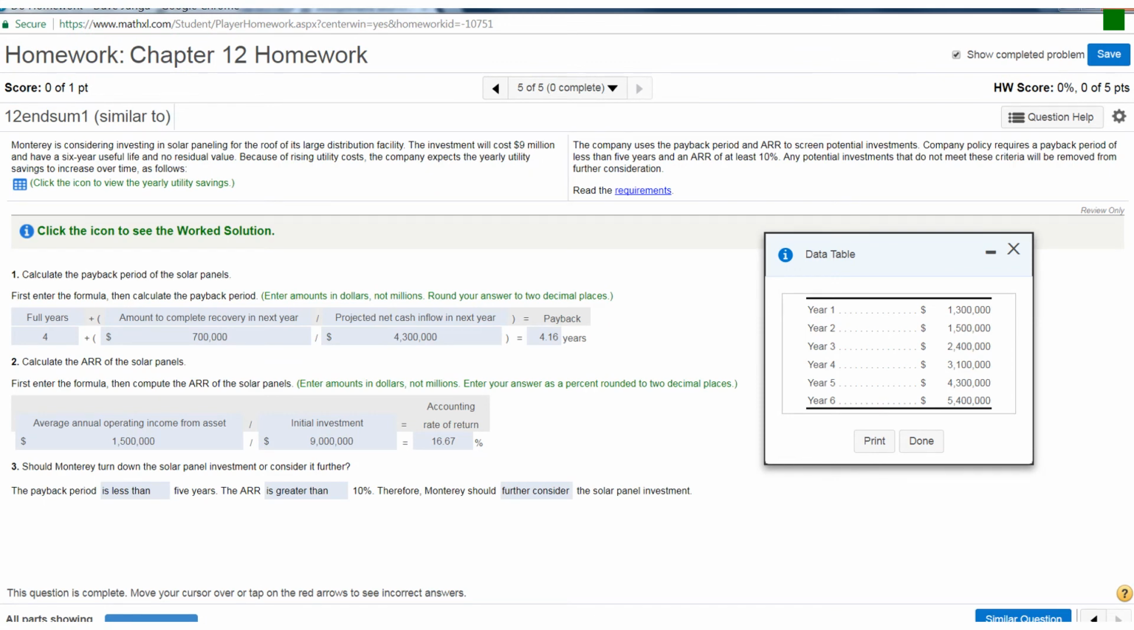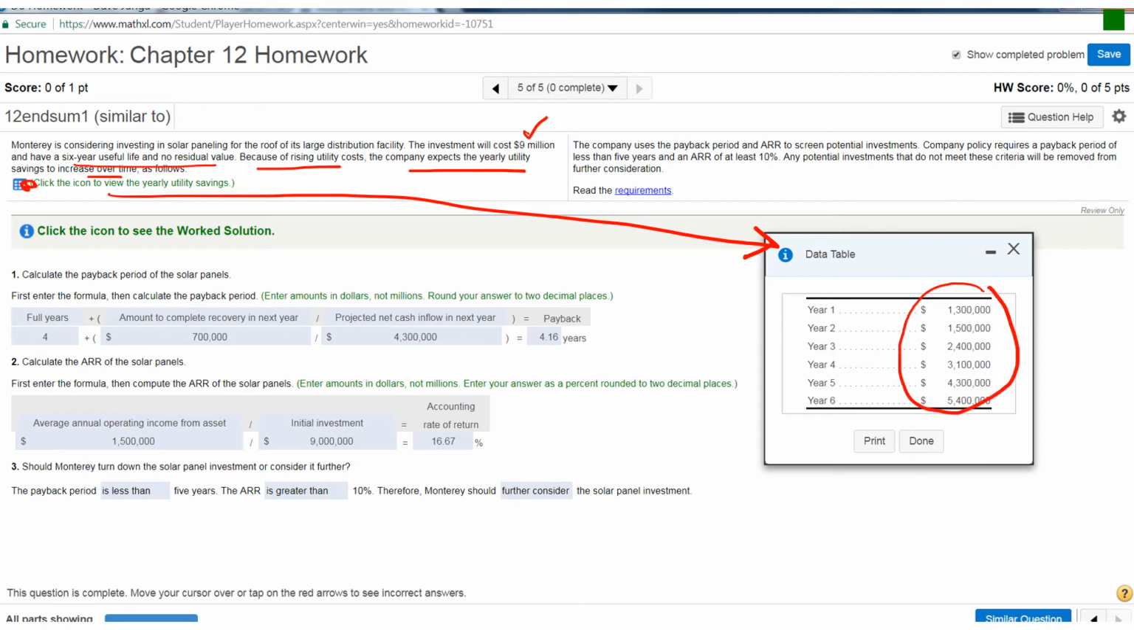Okay, so this is chapter 12, homework problem number 5. We've got Monterey considering investing in solar paneling for the roof of its large distribution facility. It says that the investment is going to cost $9 million, so that's going to be our cash outflow, and has a 6-year useful life with no salvage value. Because of rising utility costs, the company expects the yearly utility savings to increase over time as follows. Again, that's in this icon. I've already clicked this data table so we can look at it. Notice that these are unequal, right?